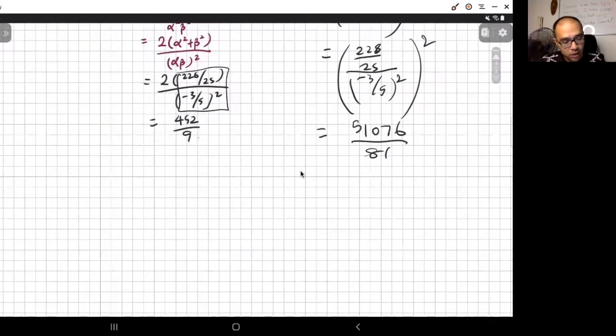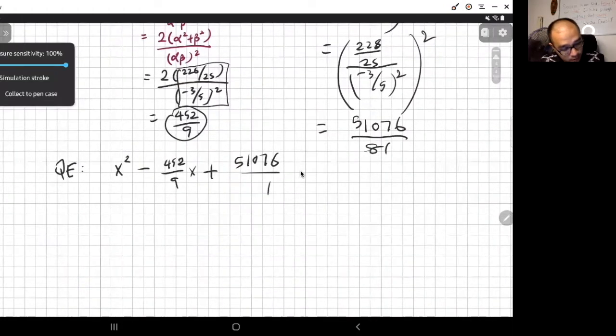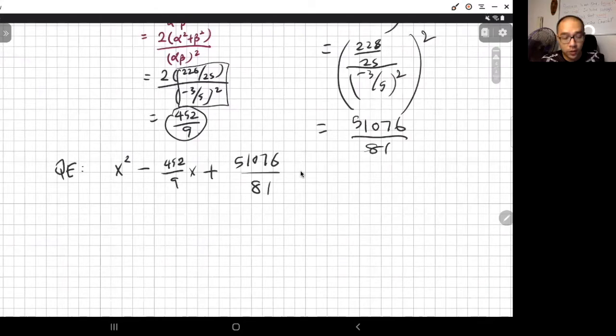Okay, so the quadratic equation will be x squared minus this one, 452 over 9x plus 51076 over 81, equals to 0. Then obviously you want to get rid of the bottom lah. What do you get, 226 over 9, Sean? This one. Did you square it? Did you square it? Yes. Oh wait, no, outside, tidak. Oh, salah. Tidak apa. Okay, you square it, then you get 51076 over 81.